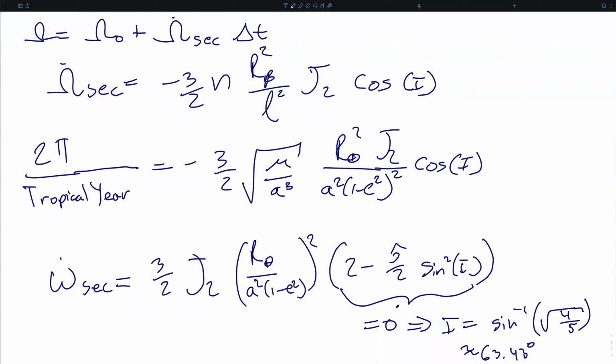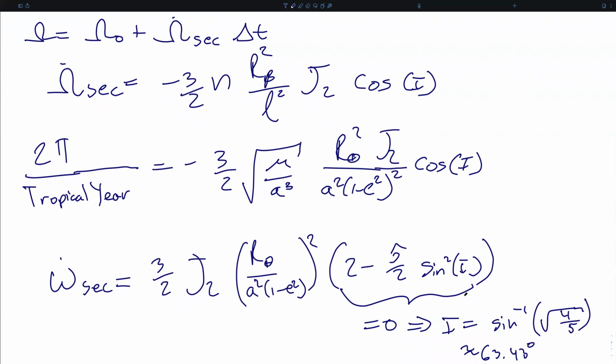And you should also note that this applies regardless of what body you're in orbit around. This is completely independent of what the equatorial radius is and what the J2 term happens to be. And so this critical inclination is the same for all major bodies. So for any planet in the solar system, you can set up a Molniya orbit at exactly this inclination.